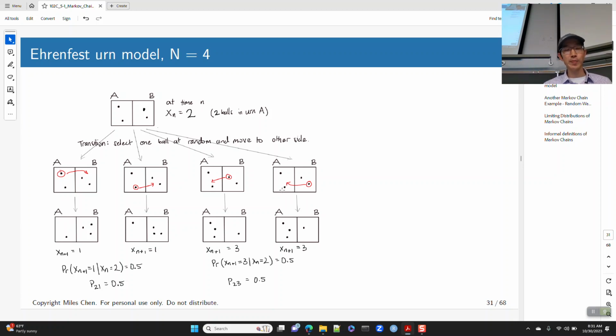So we have 4 possible things that could happen. We're going to start off and say we have 2 molecules in A and 2 molecules in B, or 2 balls in A and 2 balls in B. If I choose this one from A, at the next step I will be down to 1 in A and we'll have 3 in B. And if I choose this one from A, at the next stage, we'll be down to 1 in A, and then we'll have 3 in B. If we choose this one, we'll go from 2 up to 3. And if we choose this one over here, our random variable representing how many balls we have in A will go up to 3 as well.